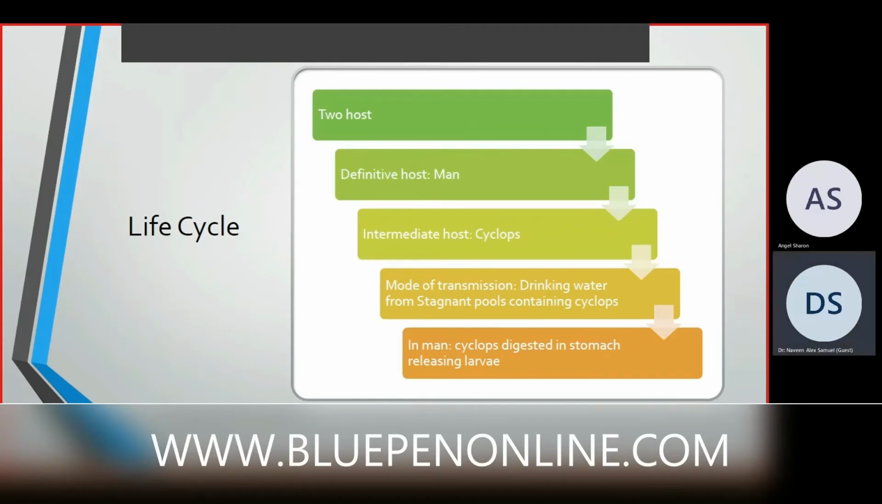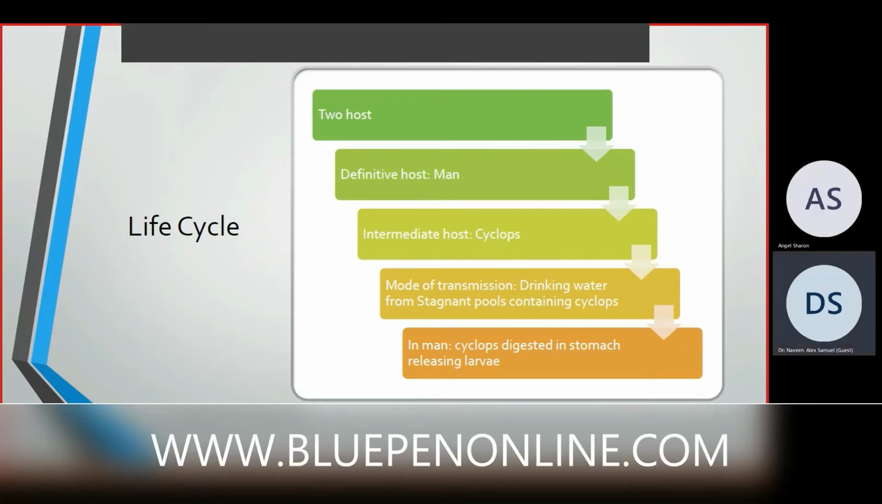The life cycle has two hosts. The definitive host is man, and the intermediate host is the cyclops. The mode of transmission is drinking water from stagnant pools containing the cyclops. Cyclops is actually an organism you can't see with the naked eye; it is seen under the microscope. So if you take the stagnant water and see it under the microscope, you might find the cyclops organism.